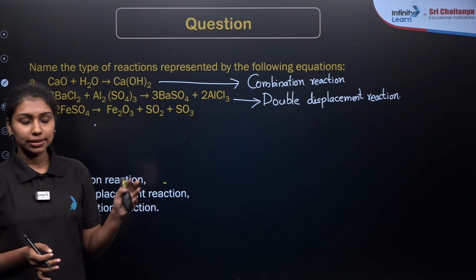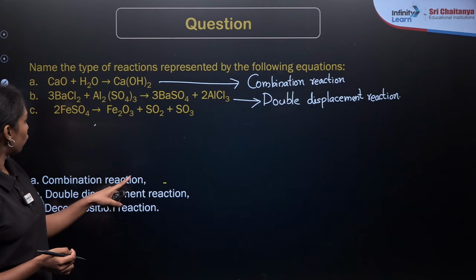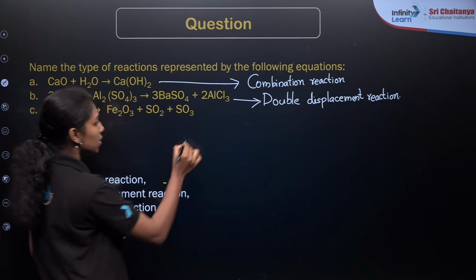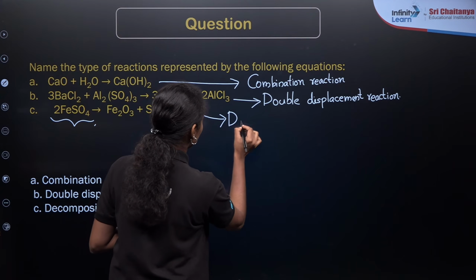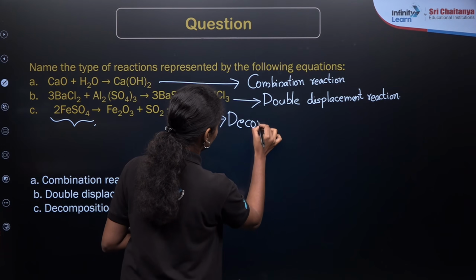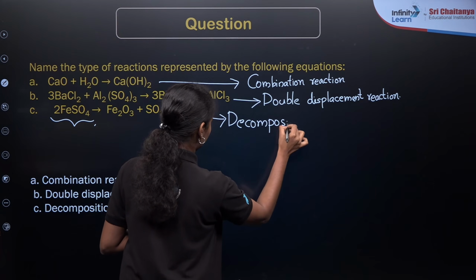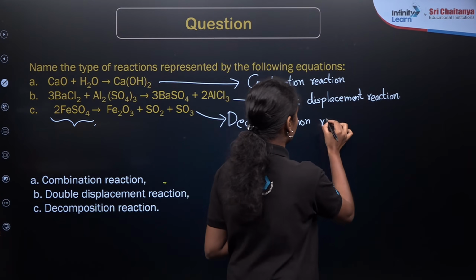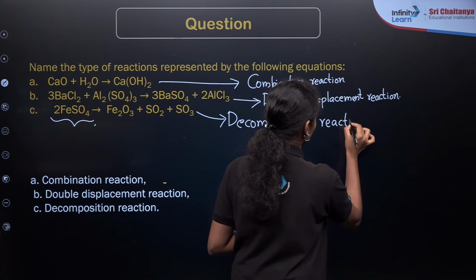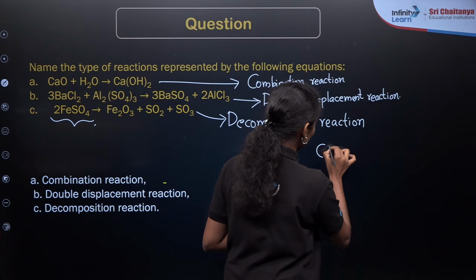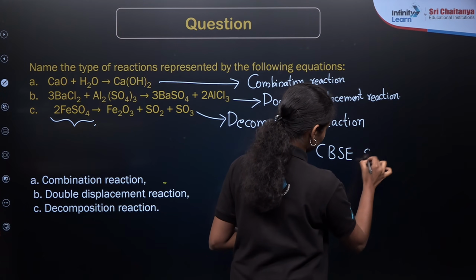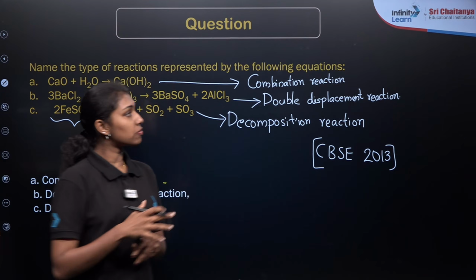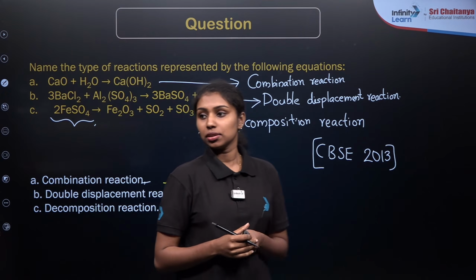Double displacement reaction. Then what about the last case? Last case you can see over here, a single reactant is broken down into 2 or 3 products, right? So this is known as a decomposition reaction. So this is again a question asked in CBSE 2013. So you can expect more questions from the types of chemical reactions.